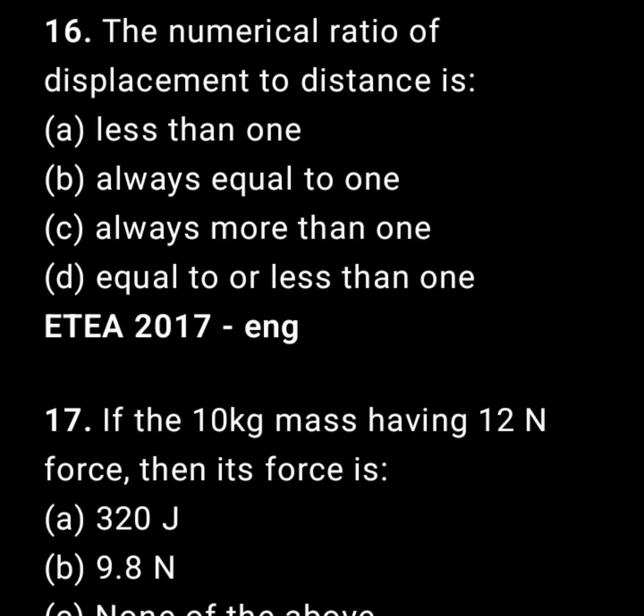16. The numerical ratio of displacement to distance is A. less than 1, B. always equal to 1, C. always more than 1, D. equal to or less than 1, ETA 2017 Eng.